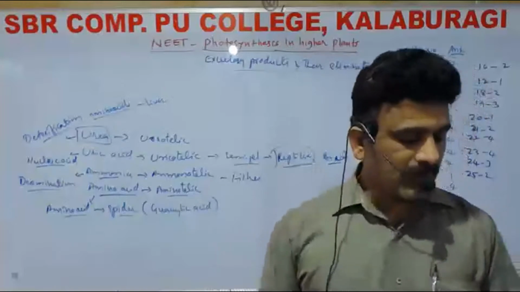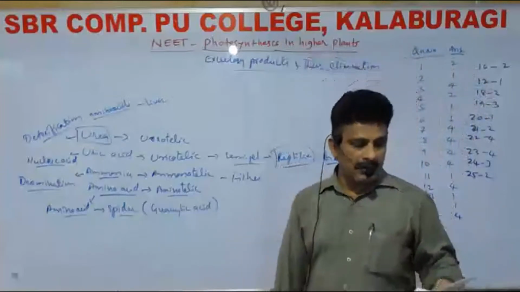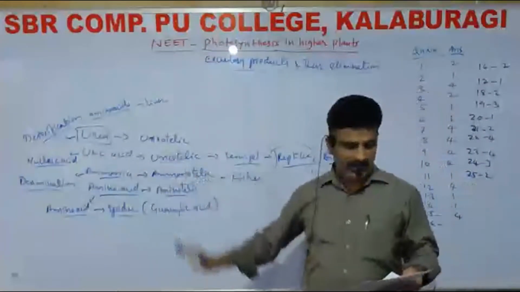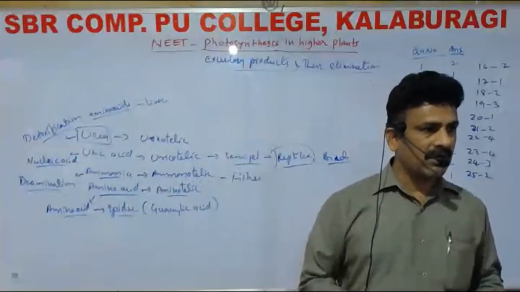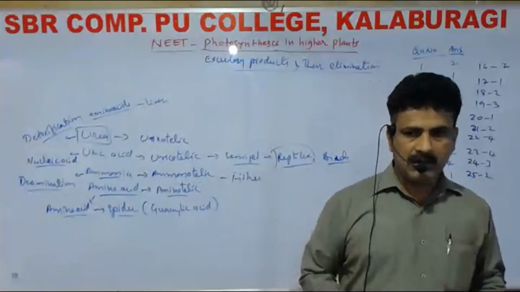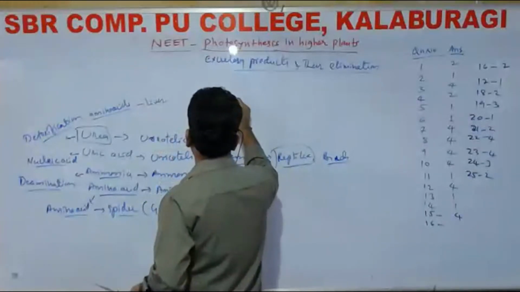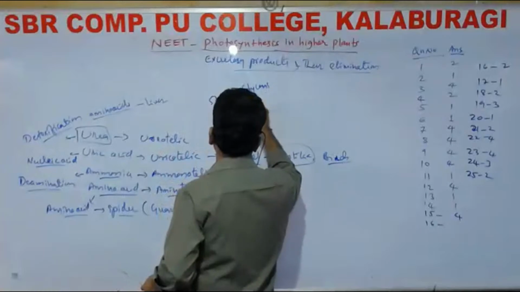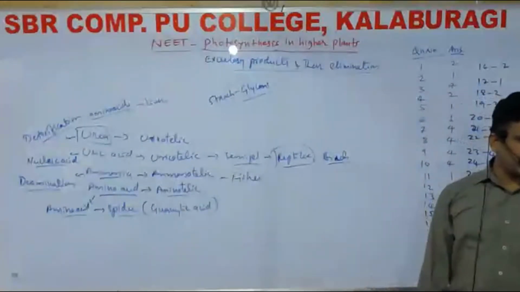Next, the uric acid is produced by the breakdown of the amino acids, as I said here. Okay. Next, the starch is commonly called as glycans. It's called as glycans.